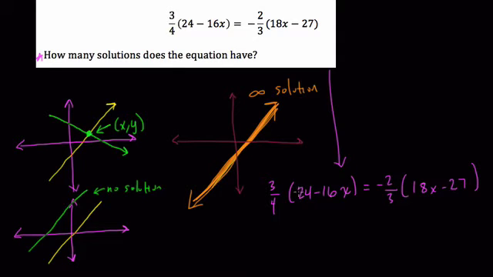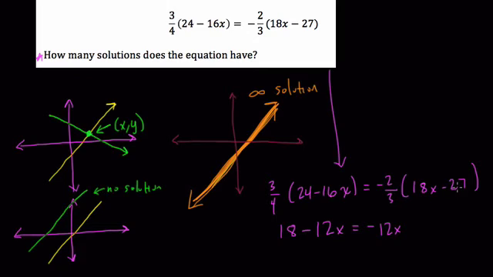So 3/4 times 24. Well, 1/4 of 24 is 6 times 3 is 18. So far we're getting whole numbers. Minus 16x times 3/4. Well, 1/4 of 16 is 4 times 3 is 12, so it's 12x. Over here, negative 2/3 times 18x. Well, think of what's 1/3 of 18? That's 9. So negative 2 of them would be negative 18, right? Excuse me. What is 1/3 of 18? That's 6, not 9. I'm thinking of the 2 here. 1/3 of 18 is 6, so 2/3 is 12, and negative 2/3 is negative 12.